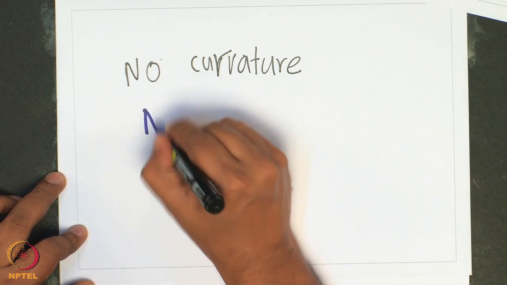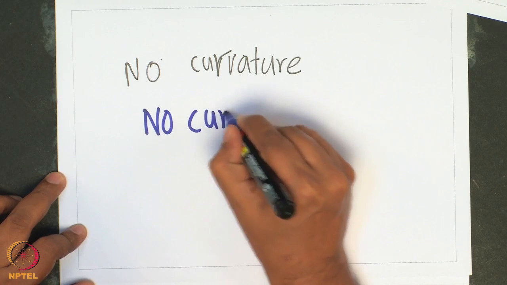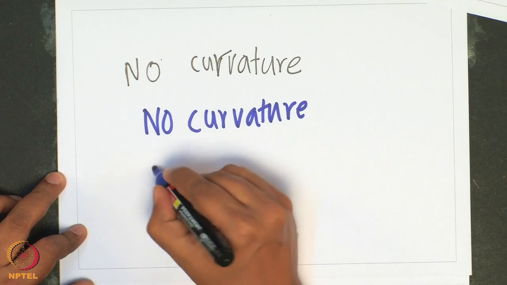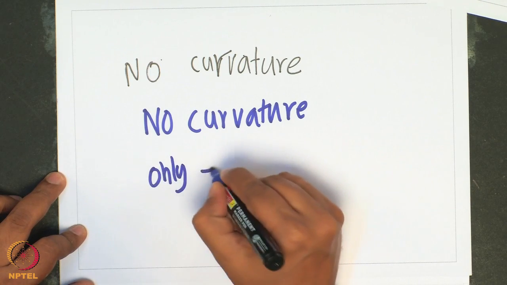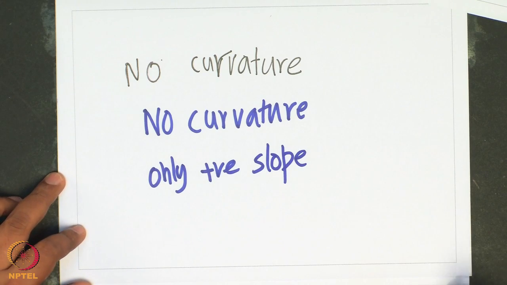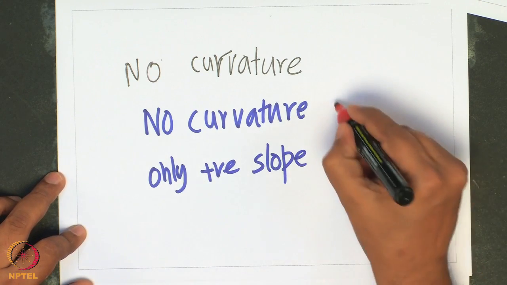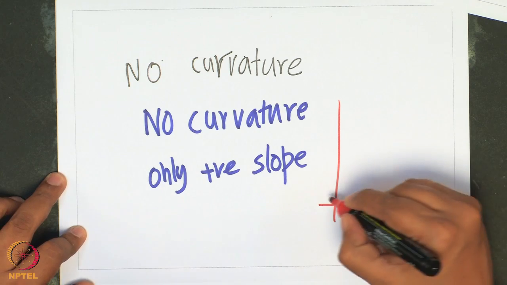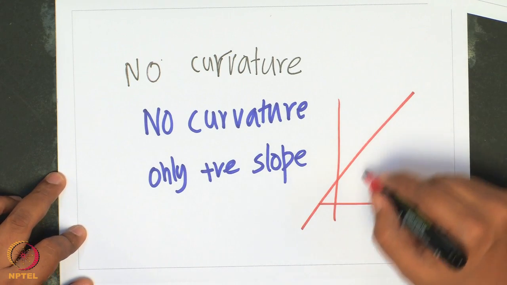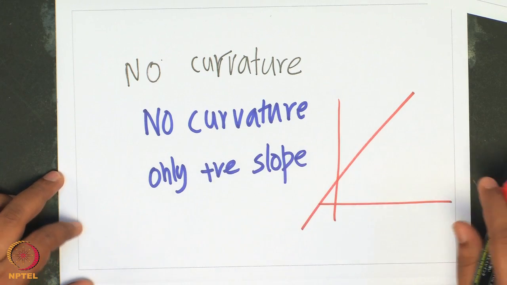Let me write again: no curvature, only positive slope. If this is the instruction given to you, immediately you know that the function has to be a straight line, because it has only positive slope and no curvature.